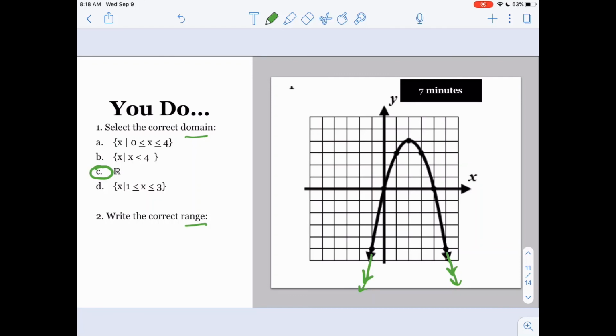For the range, you need to identify the minimum and maximum point. These endpoints tell me there never is a minimum. I just continue infinitely in that direction. But I have a maximum of +4. So my range should be all values less than or equal to +4.